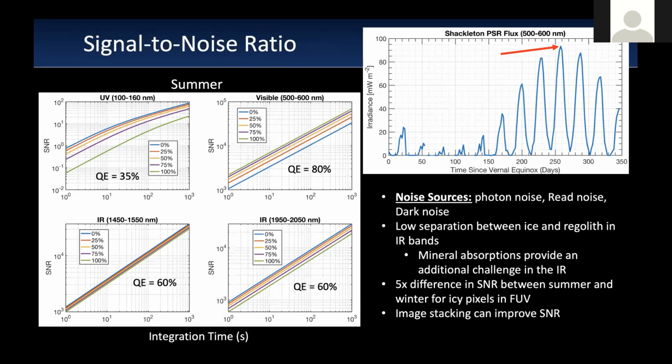The trade-off of imaging in the infrared is that there could be other minerals that absorb at 1.5 and 2 microns, which may lead to a false detection of ice. And furthermore, there's less of a separation between ice and regolith. And so it's a little bit harder to actually detect the ice that's there.